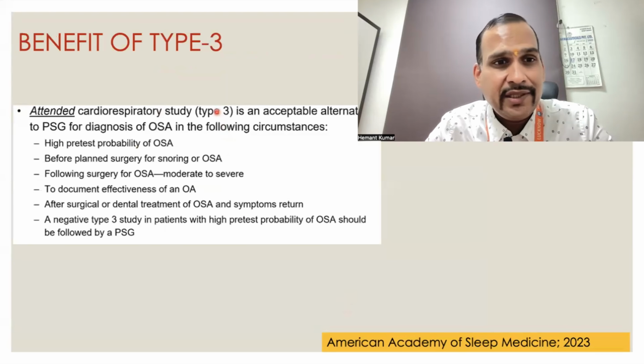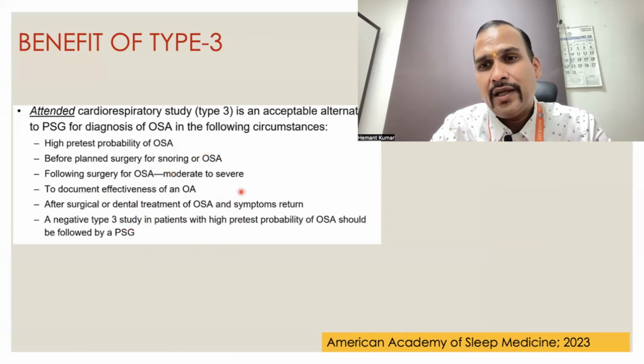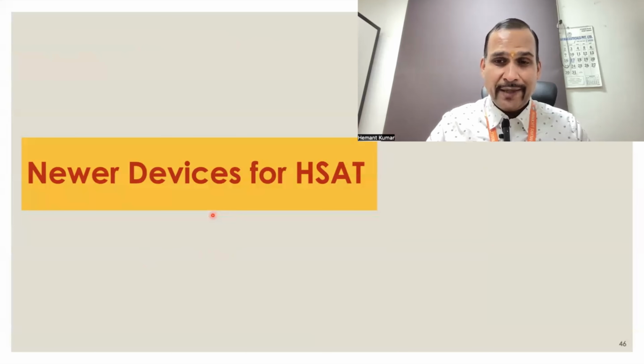The benefit of type 3 studies, as I told you, is that it is very comfortable for the patient because the patient sleeps at home on their own bed. But we should do the study when there is a high possibility of OSA, or when there is planned surgery for snoring or OSA, for moderate to severe OSA, to document effectiveness of oral appliances, surgical treatment, dental treatment, or if symptoms reoccur. In these scenarios, we can go for a type 3 or home-based study. So this is about the type 3 study.